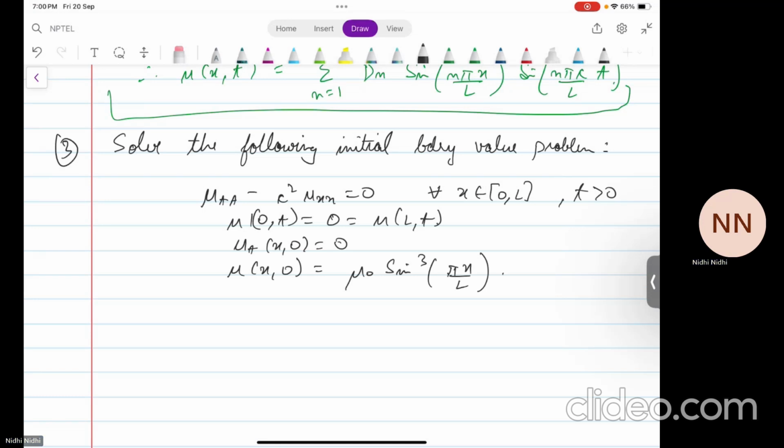To solve this also you need to follow exactly the same procedure. The only difference will come when you will be finding the constant, the coefficient dn. It might differ. So in that case, let's discuss this at the end. So before that, I would like to solve a problem where we have infinite length string. So let's discuss this at the end of the session.